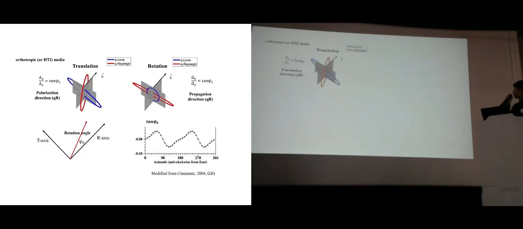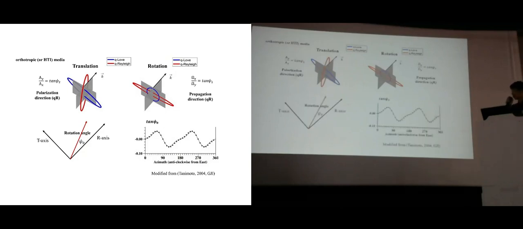So we can use the translation to find the polarization direction and use the rotation to calculate the propagation direction. And we can combine these two angles to get the rotation angle. The tangent of this rotation angle can show the azimuth anisotropy, which can be used to constrain our localized azimuth anisotropy.